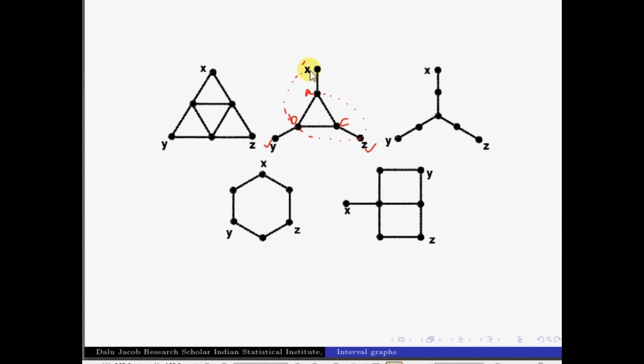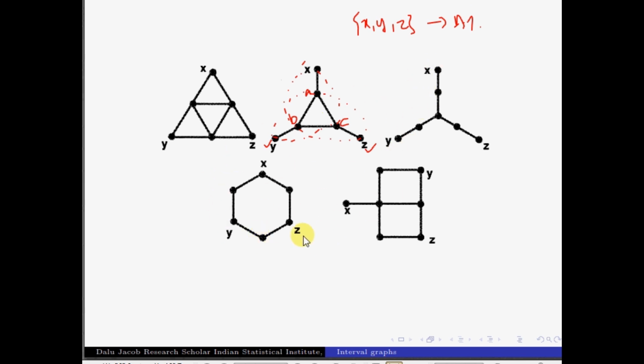In the same way, there exists a path from x to z which passes through A and C, where A and C are non-neighbors of y. So all the conditions are satisfied for this x, y, z, and we say that x, y, z forms an asteroid triple. The same conditions can be verified for all the triples that I have shown here.